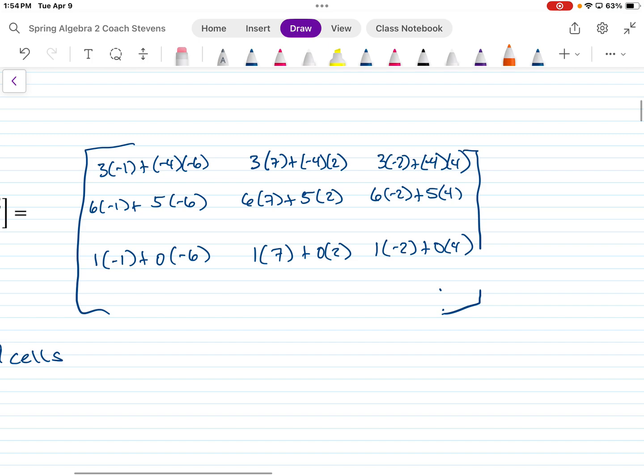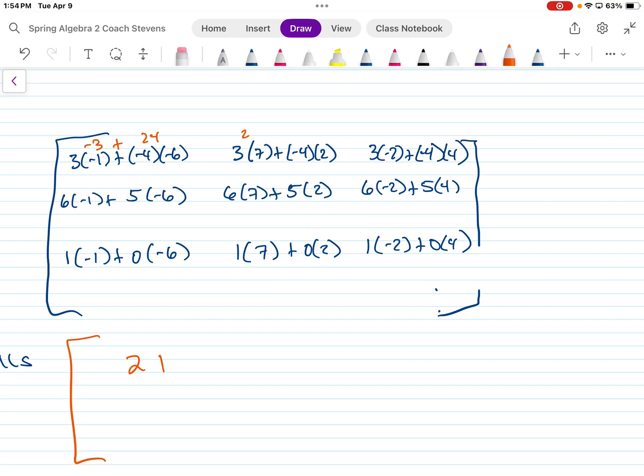All right, let's see. That's -3 plus 24. I'm going to write my answer down below it. That'll be 21. Then we have 21 minus 8. That would be 13. -6 plus a -16 is a -22. So that completes my top row.